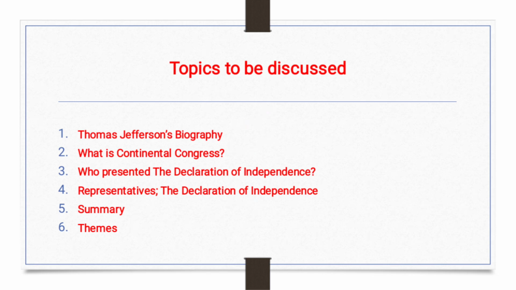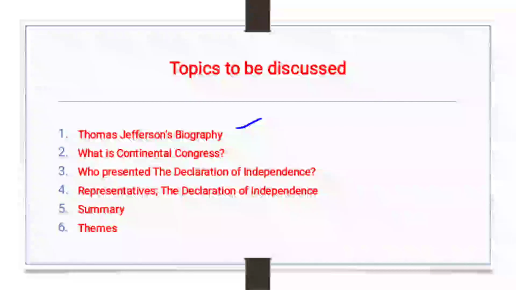So let's get started. The first one is Thomas Jefferson's biography. Who was Thomas Jefferson? Thomas Jefferson, from 1743 to 1826, was an American statesman, lawyer, diplomat, philosopher, and founding father of the United States. He is best known for his role as the primary author of the Declaration of Independence, which declared the 13 American colonies to be free and independent states, no longer under British rule.